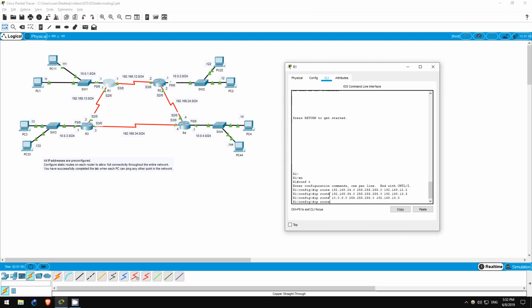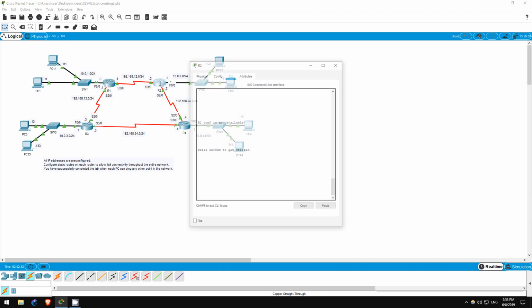IP route 10.0.2.0, 255.255.255.0, 192.168.12.2, next hop of R2. IP route 10.0.4.0, 255.255.255.0. Now this one we have a choice. There are two routes of equal distance. We could go R2 to R4 or via R3 to R4. Let's go with R2 as the next hop. So 192.168.12.2. Okay, R1 is now complete.